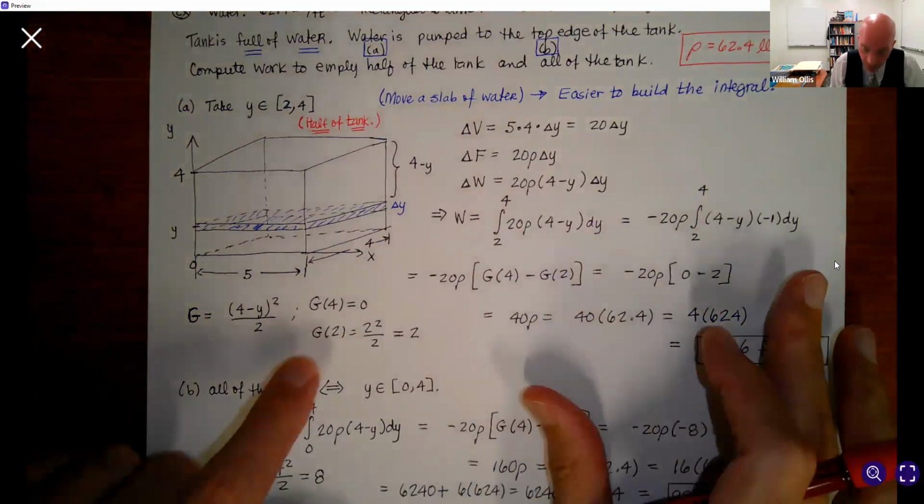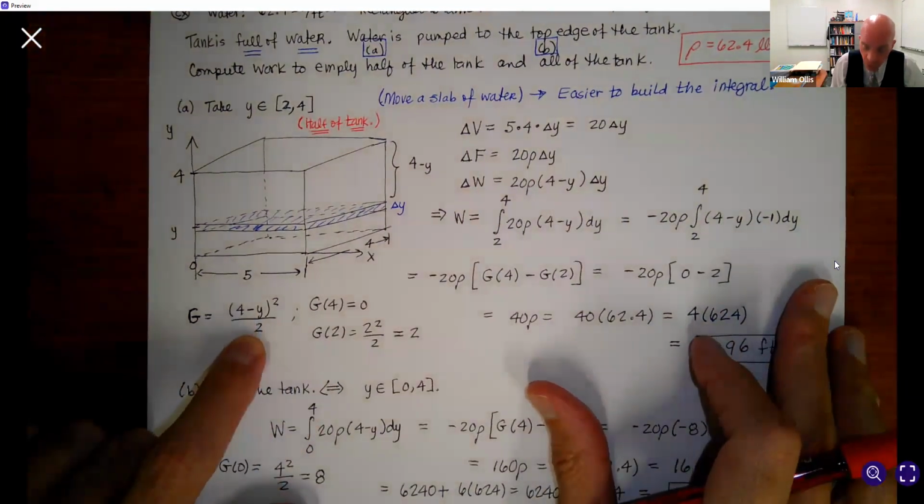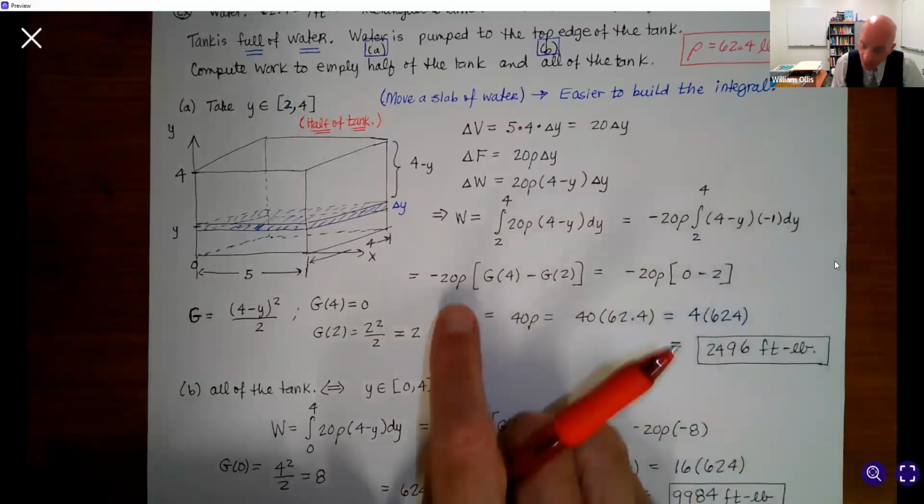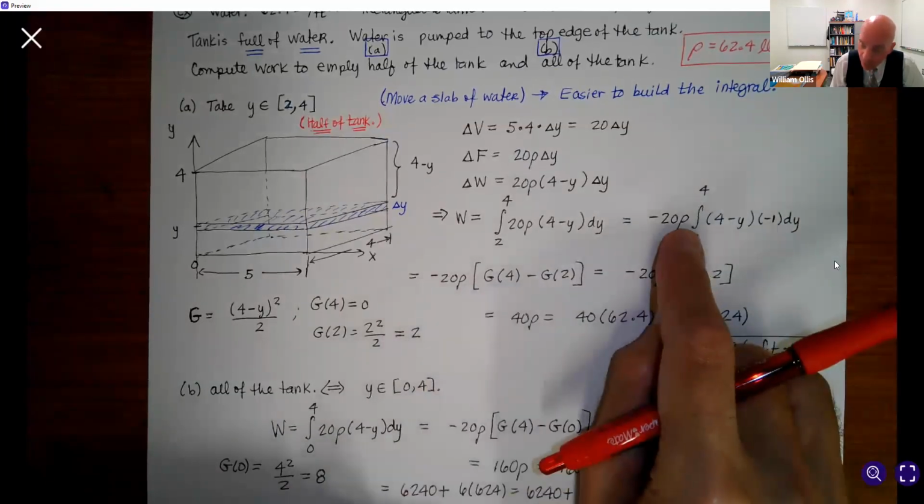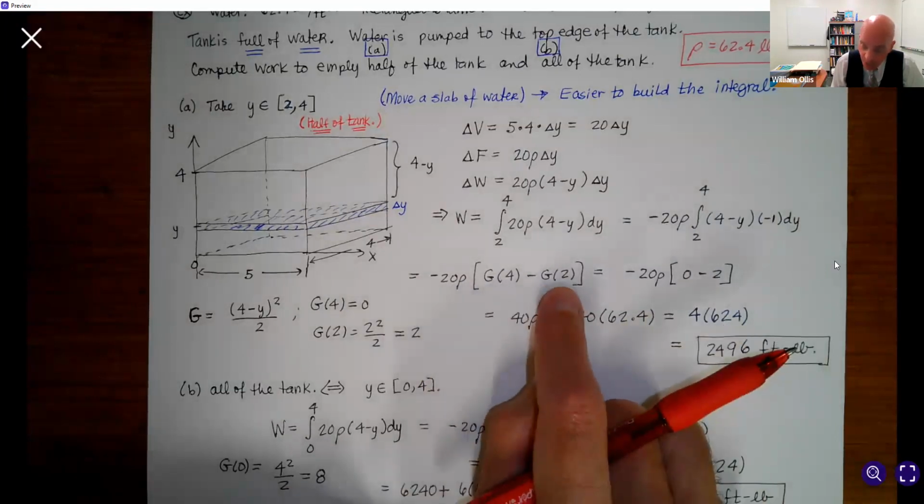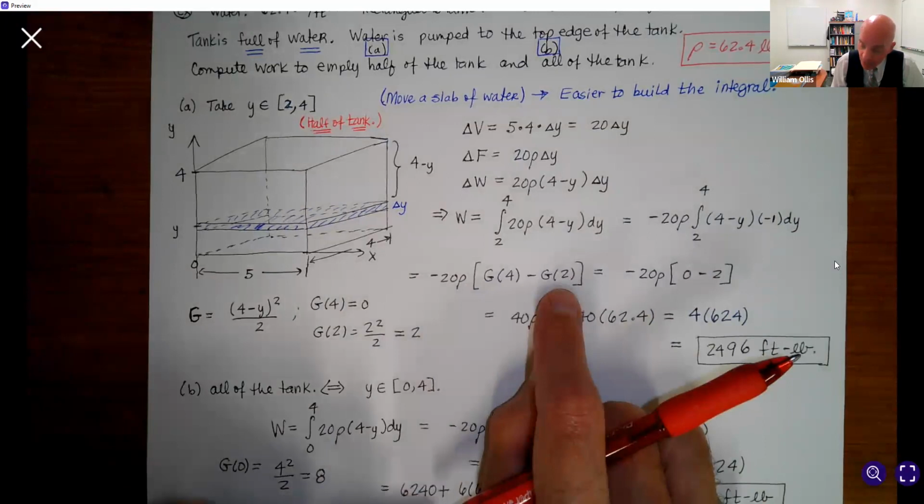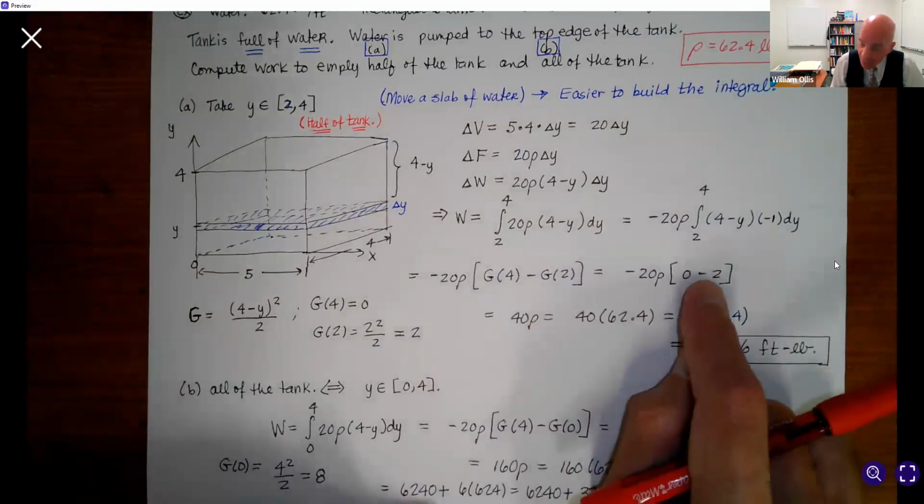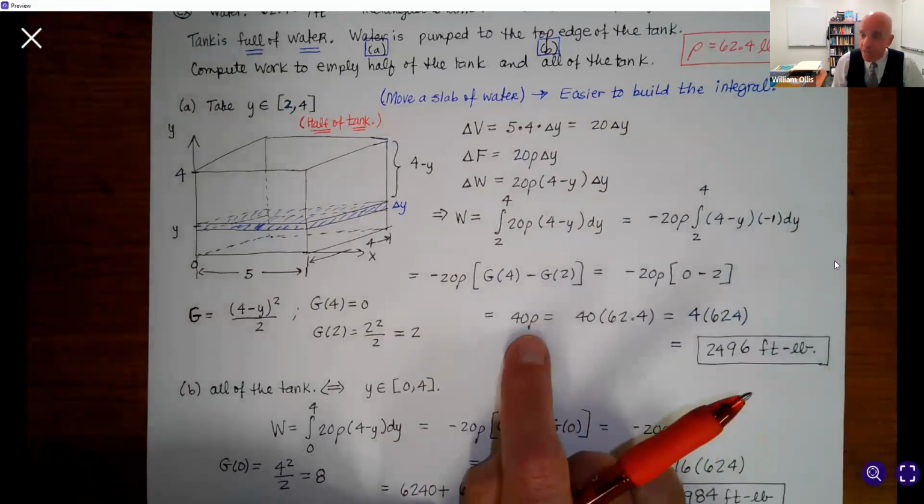Okay, so now we put in the 2, we just get a 2 squared over 2. The 2's absorbed and we get a 2. So now we go back to the original problem, remembering the negative rho. So we have G of 4 minus G of 2. So that's just 0 minus the 2, which I've written here. So now you just see the negatives absorb, and we just get a 2 rho.